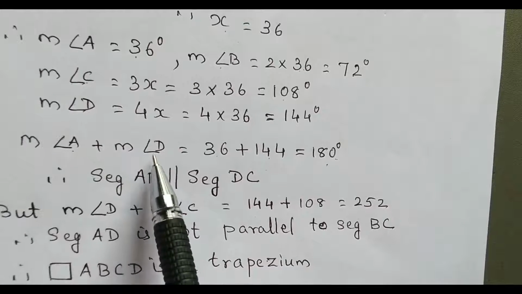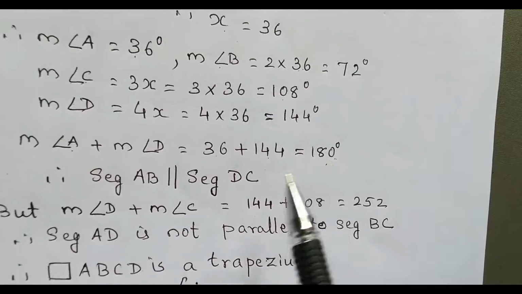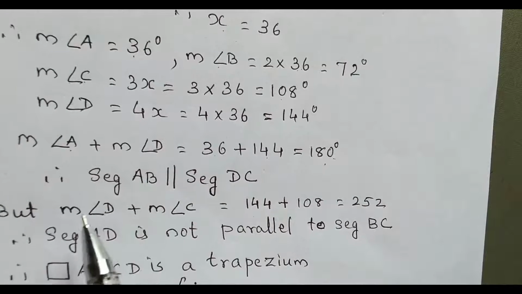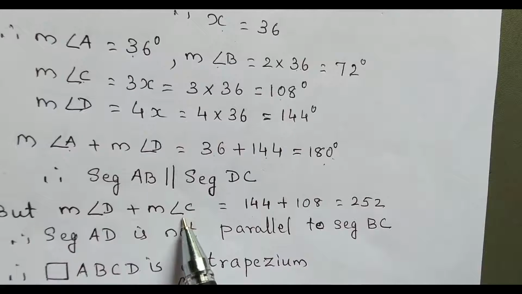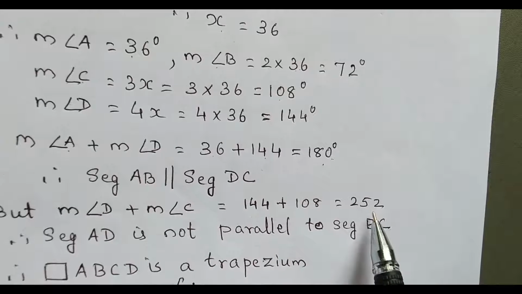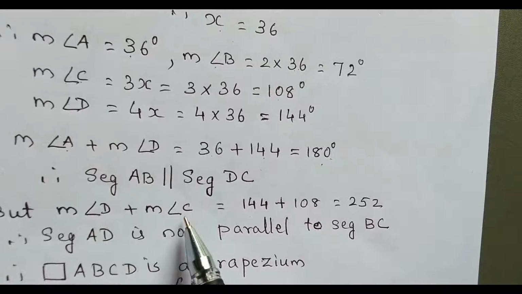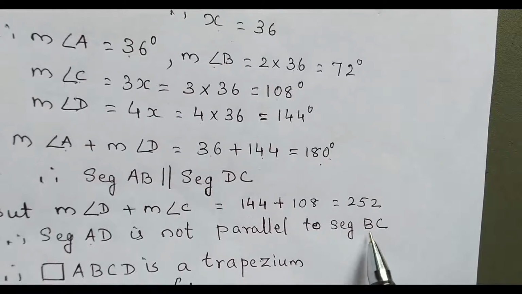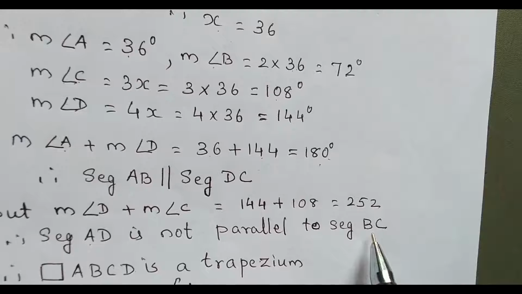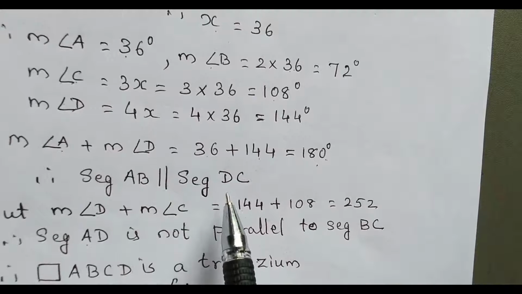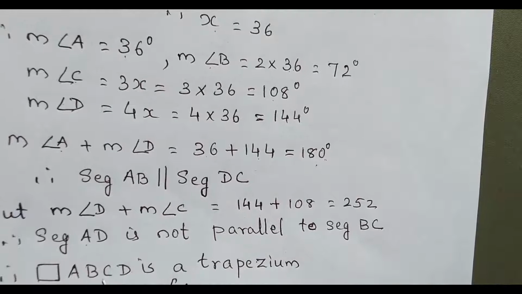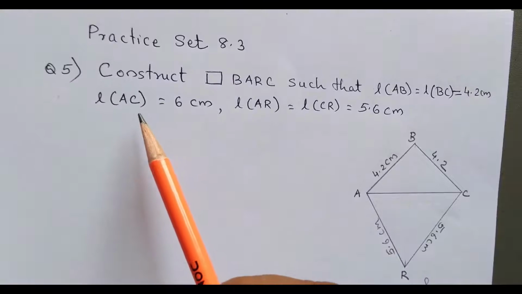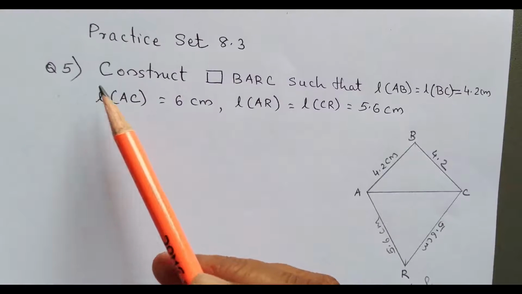Measure angle A plus measure angle D is 180 degrees. Therefore, we can write segment AB is parallel to segment DC. Measure angle D plus measure angle C is equal to 252. Angle D and angle C are not supplementary. Therefore, segment AD is not parallel to segment BC. Since only one pair of opposite sides are parallel, quadrilateral ABCD is a trapezium. Now let's see question number 5.